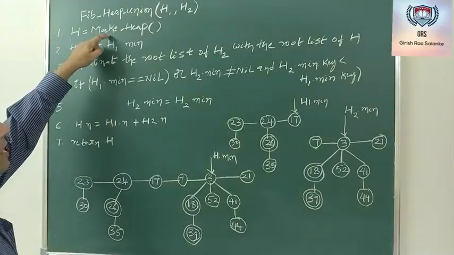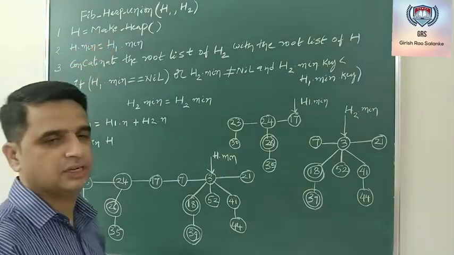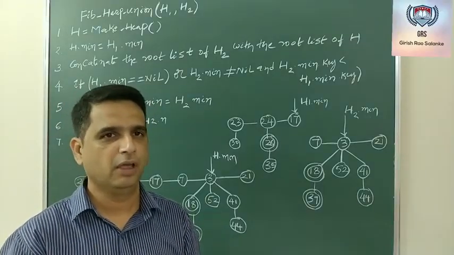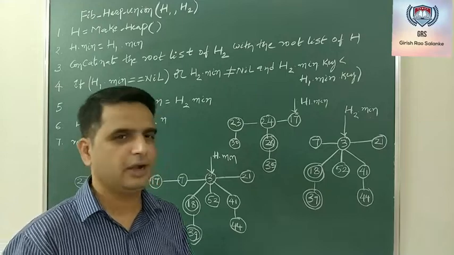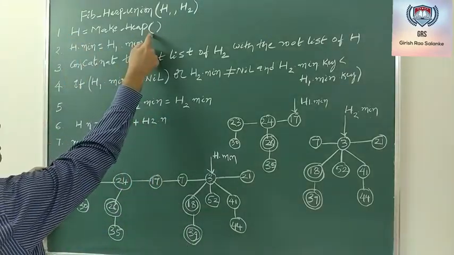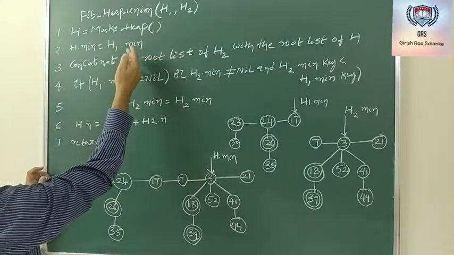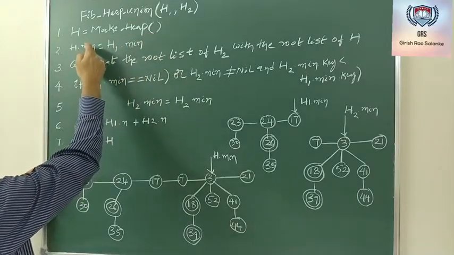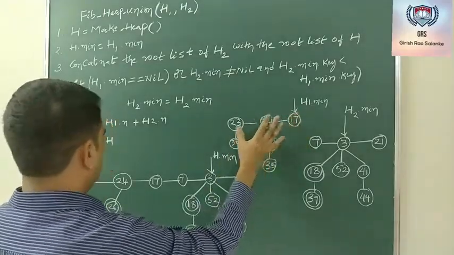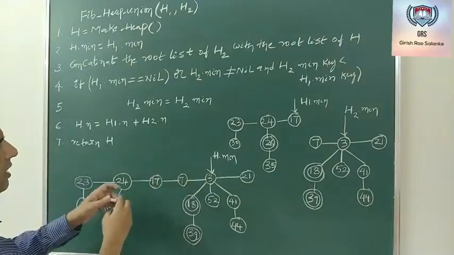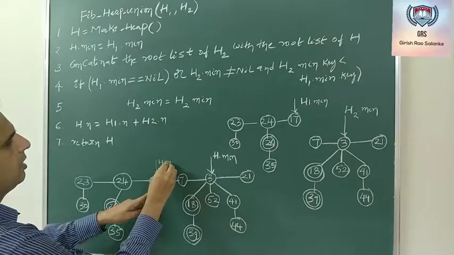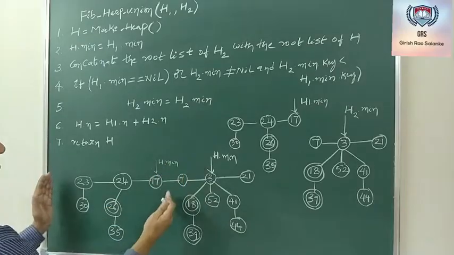So h is equal to make heap. So if you remember, this was the first operation that we have discussed in case of the Fibonacci heap, wherein it allocates memory and it returns the pointer, that is h of min, to be nil. So h is equal to make heap. I am initializing h1 of min to h of min. So now in this case, if this was my first heap, I am copying this to h, and initially this becomes my h dot min. So this is the first part.